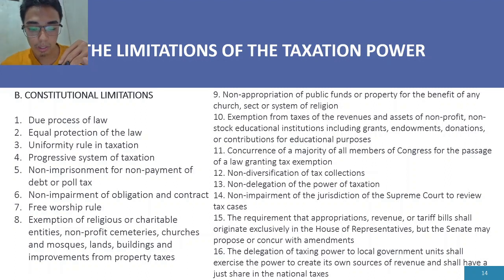Okay, so the state should set an example of good faith among its constituents. It should not set aside its obligations from contracts by the exercise of its taxation power. Tax exemptions granted under contract should be honored and should not be cancelled by a unilateral government action. So, ganun. I cannot explain it. Basta non-impairment of obligation and contract.